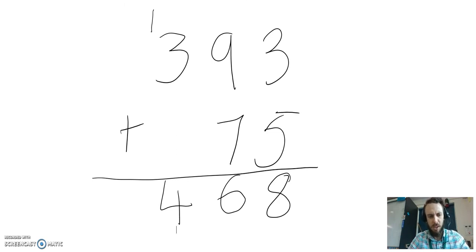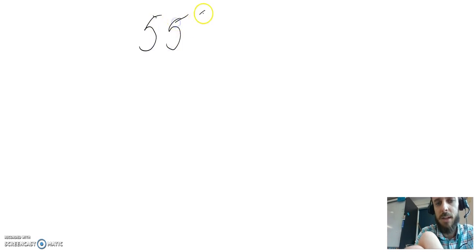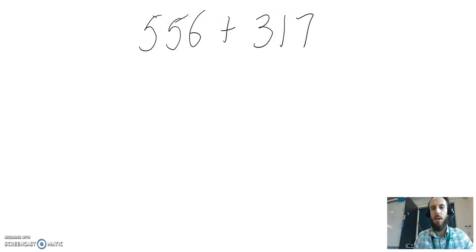I've set it out beautifully, I've got my working out. Good job, Mr. H. Remember, the second way of doing addition problems is called number sentences, and you would usually start by writing it out as a sentence. So I'm writing from my left to my right, and let's say I'm doing 556 add 317.